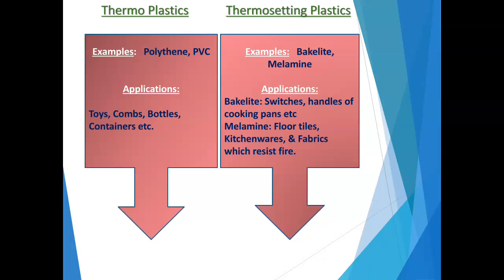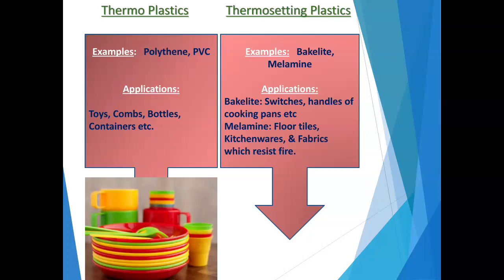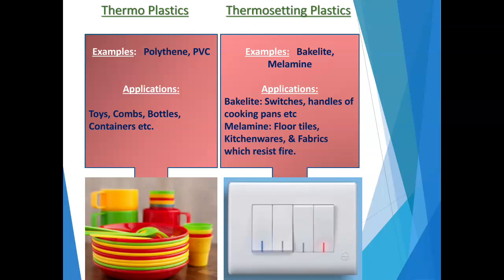Now let's look at the examples and applications of these two kinds of plastics. First, thermoplastics. The examples are polythene, PVC, etc. Applications. These thermoplastics are used in the manufacturing of toys, combs, bottles, containers, etc. Now, thermosetting plastics. The examples are bakelite, melamine, etc. And the applications. Bakelites are used in the manufacturing of switches, handles of cooking pans, etc. While melamine is used for the manufacturing of floor tiles, kitchenwares, and fabrics which resist fire, etc.